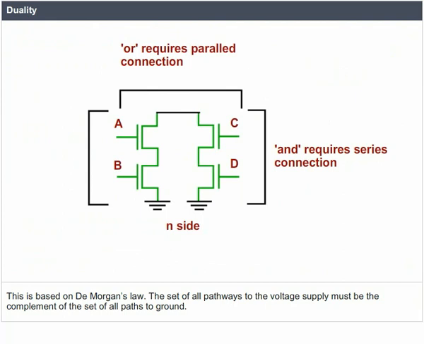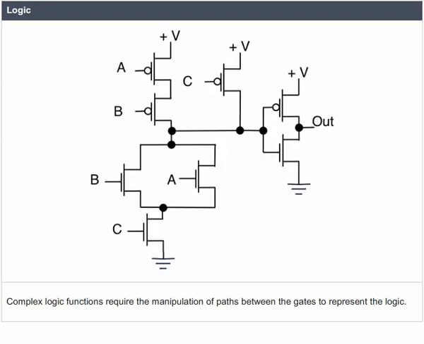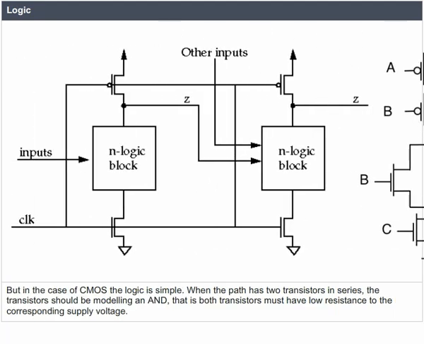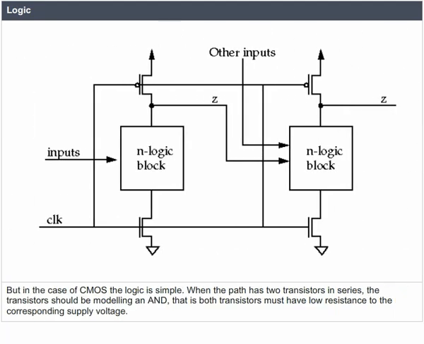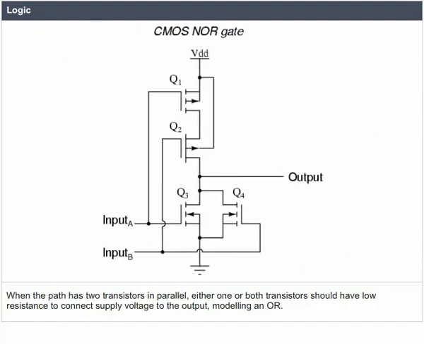Logic. Complex logic functions require the manipulation of paths between the gates to represent the logic. But in the case of CMOS, the logic is simple. When the path has two transistors in series, the transistors model an AND. That is, both transistors must have low resistance to the corresponding supply voltage. When the path has two transistors in parallel, either one or both transistors should have low resistance to connect the supply voltage to the output, modeling an OR.